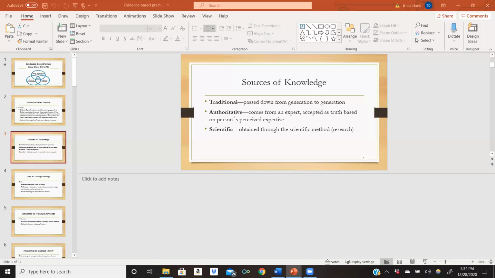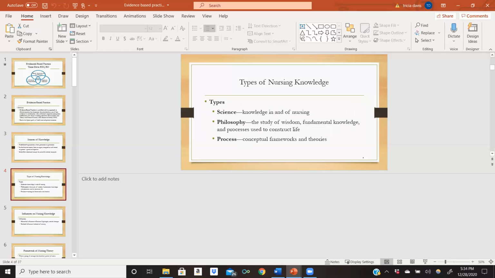And then we have a scientific source of knowledge, which is obtained through a scientific method, meaning research. All right, so, types of nursing knowledge. There is science, which is the knowledge in and of nursing. There is philosophy, which is the study of wisdom, fundamental knowledge and processes used to construct life. And then there is process, which is conceptual frameworks and theories.